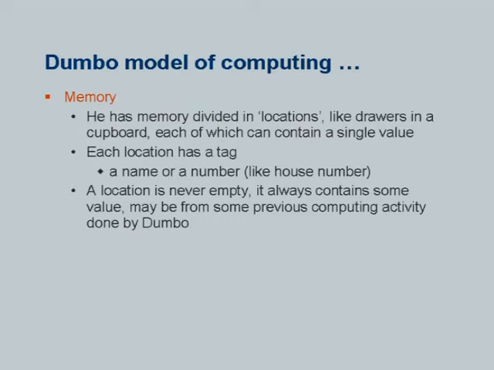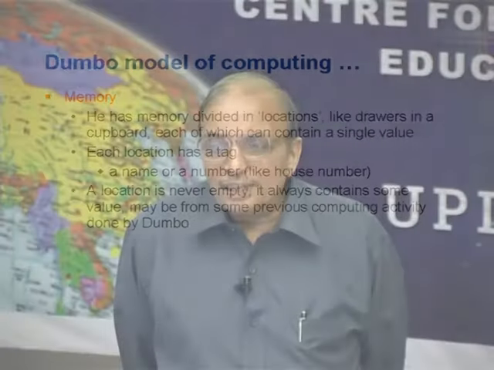Further, we have observed that a location is never empty. It always contains some value. Now, this is slightly hard for our students to understand. How can a location contain a value unless we have put it? So we try to indicate that these values might have come from some previous computing activity done by Dumbo.